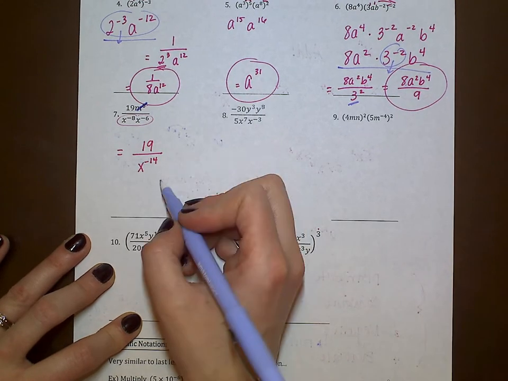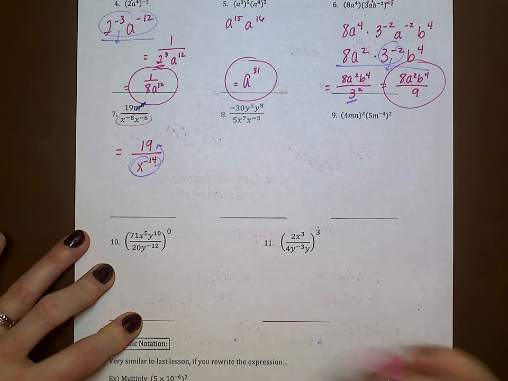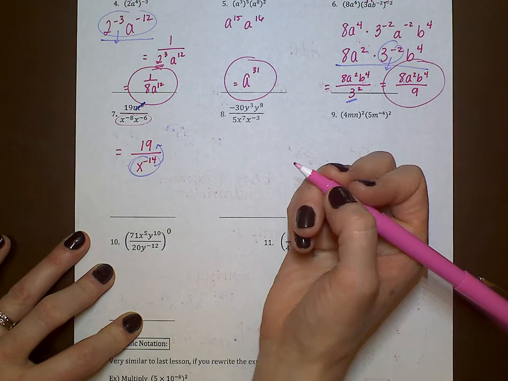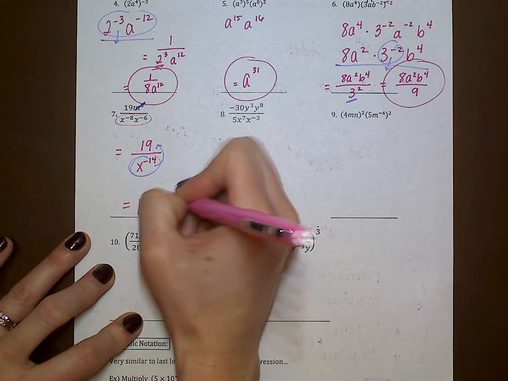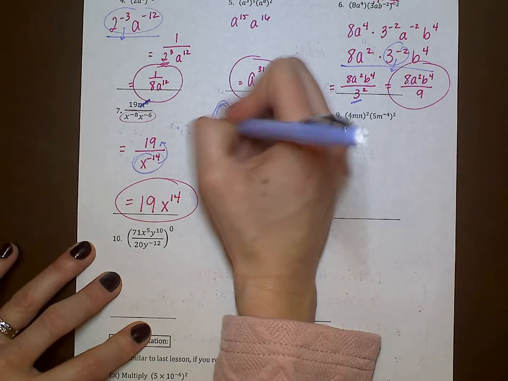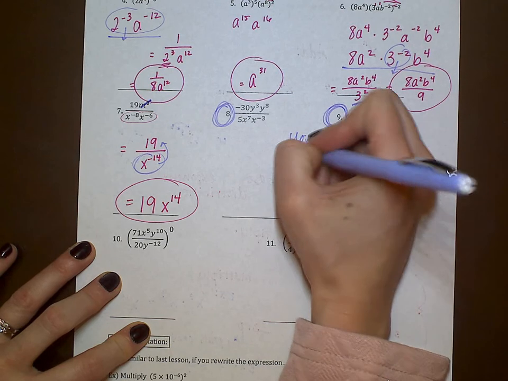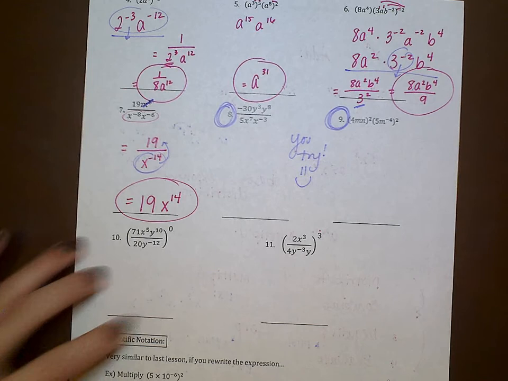Now I'm going to take care of my negative exponent, and I'm going to move the x up. So actually everything is on top now, so I'm not even going to write the fraction. It's just 19x to the 14th. Okay, I want you guys to try 8 and 9. See how you do. I'll check those next time.